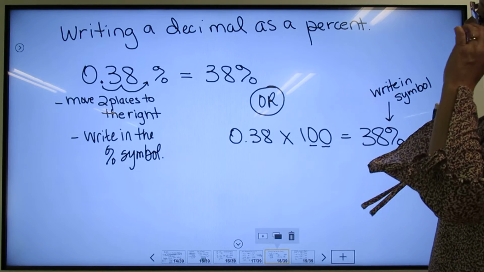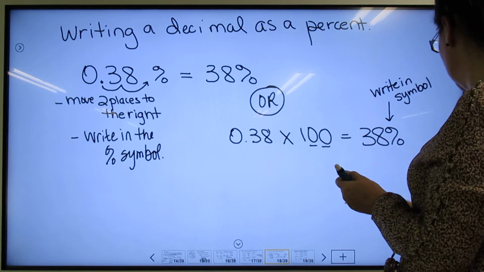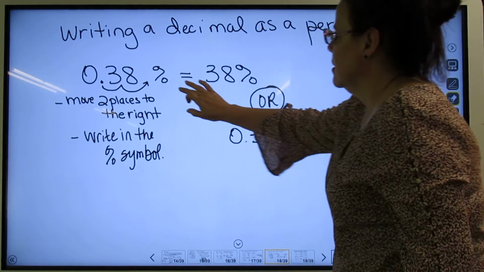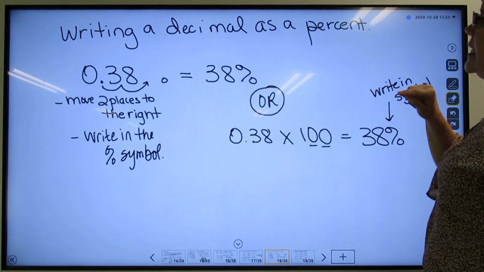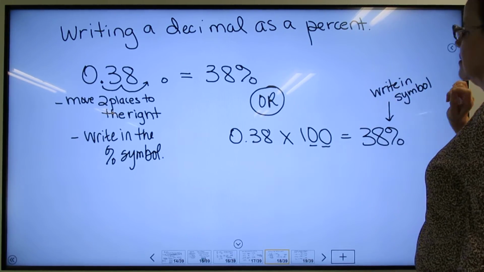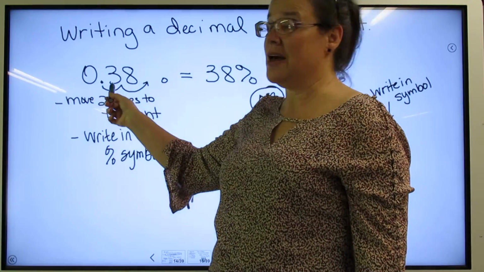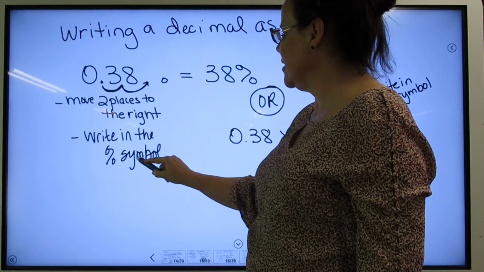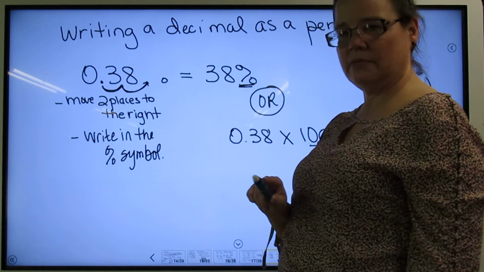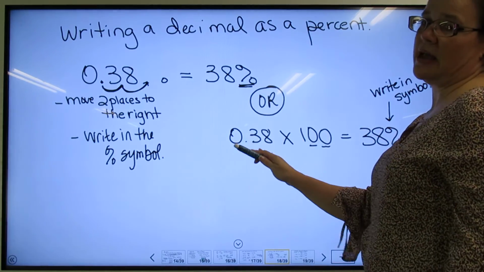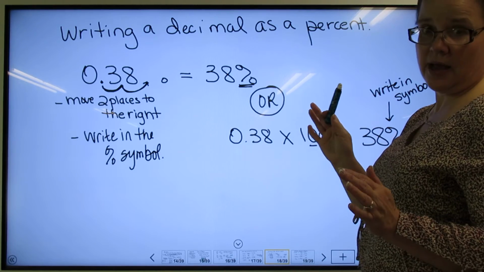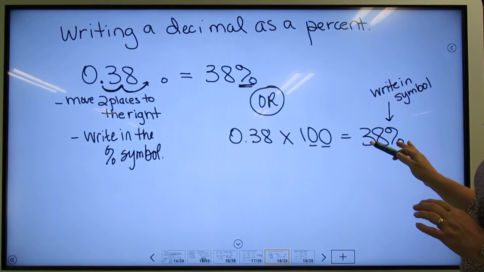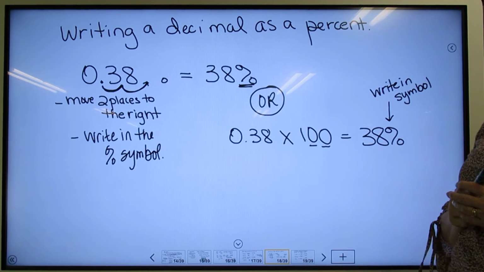Writing a decimal as a percent. Let me just erase this real quick. So this is the decimal, 38 hundredths. You would move it 2 places to the right, and you would write in your percent symbol, right? Or you could multiply it by 100. Instead of dividing by 1/100ths, you would multiply by 100 and it would say 38 on your calculator, and then you would just write in the percent symbol.